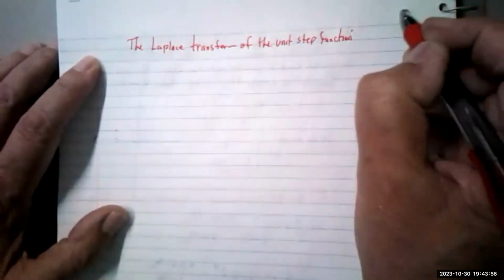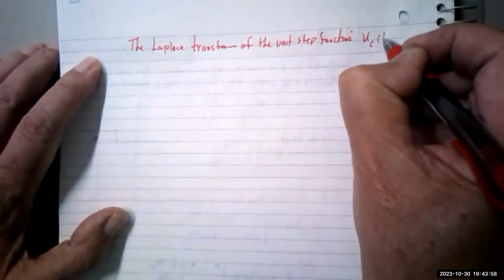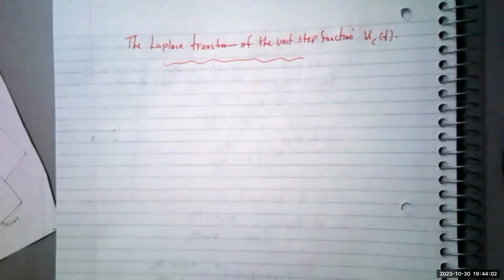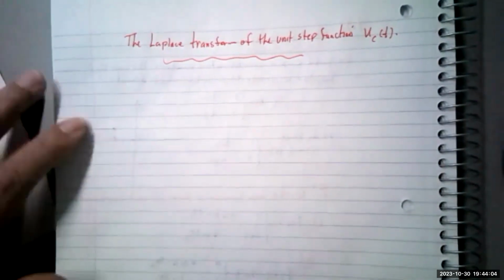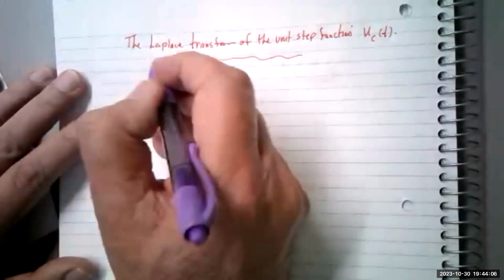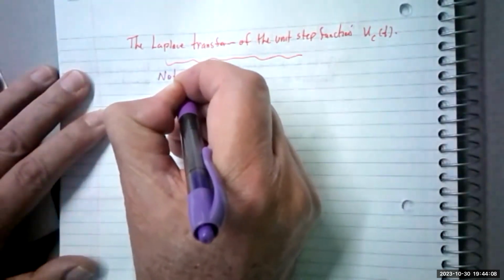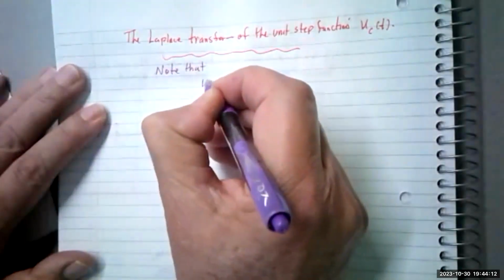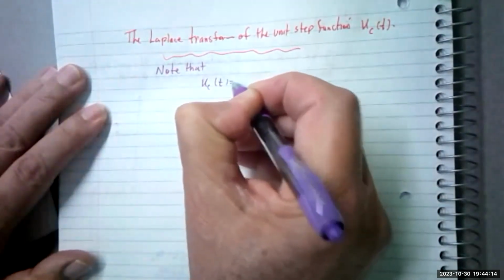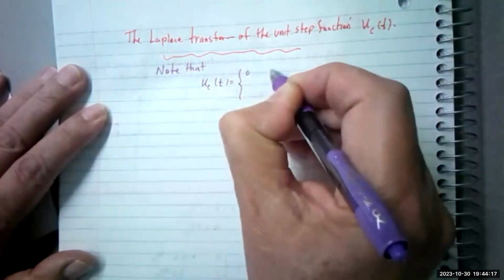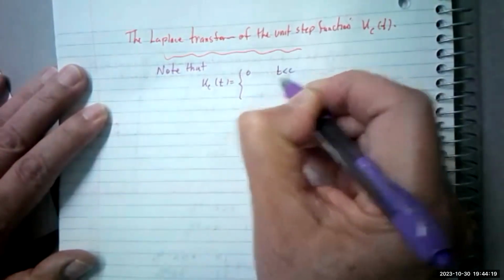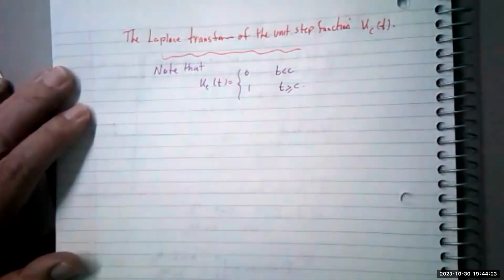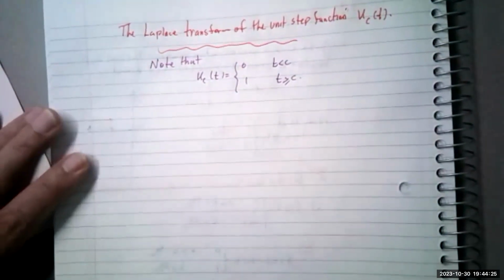You know that this is going to be what? UCT. Okay, just use the definition to find it. Remember that. Note that. Let's start with the definition. What do you have? UCT is equal to 0 if t is less than c, 1 if t is greater than or equal to c. Find the Laplace transform using the definition only.